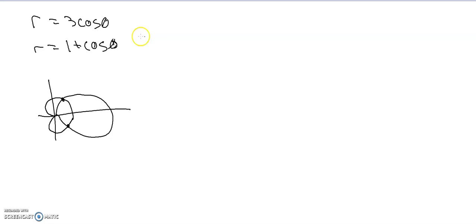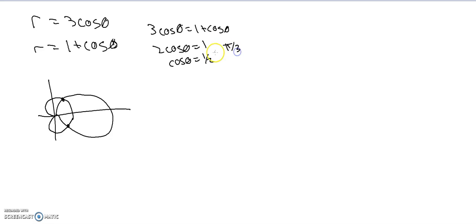You don't want to set equal to 0 or anything. You want to set these equal to each other. So 3 cosine theta is equal to 1 plus cosine theta. Then subtract cosine on both sides, so cosine of theta equals 1/2. When does it equal 1/2? It equals 1/2 at pi thirds. Theta equals pi thirds and 5 pi thirds. Okay, so those pi thirds and 5 pi thirds will be here.